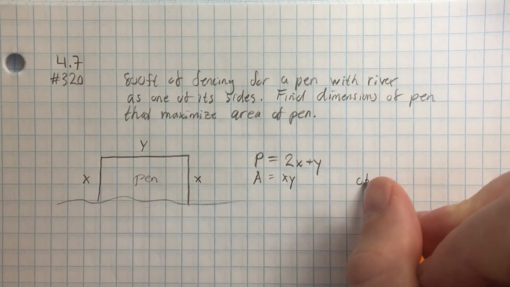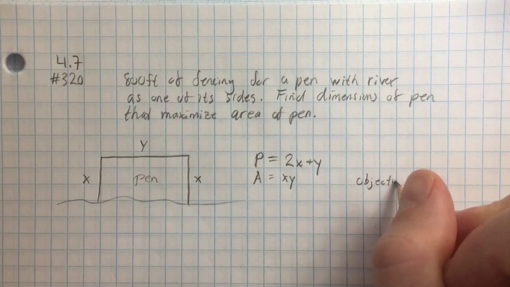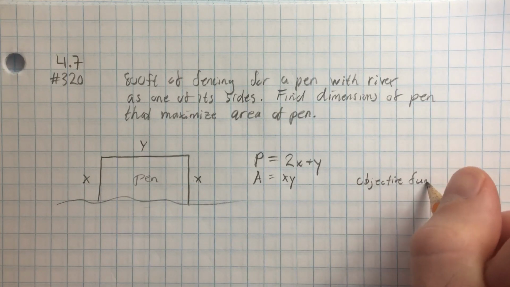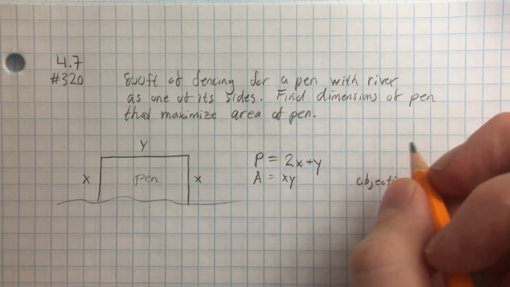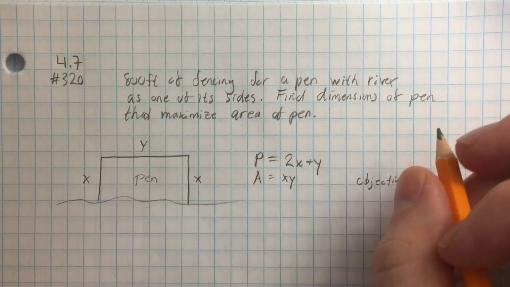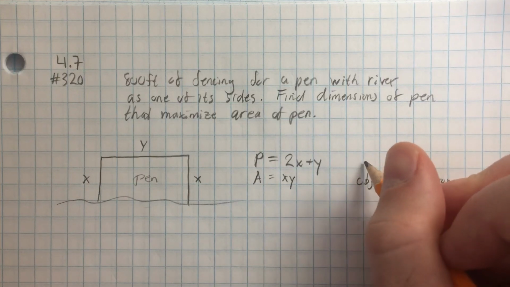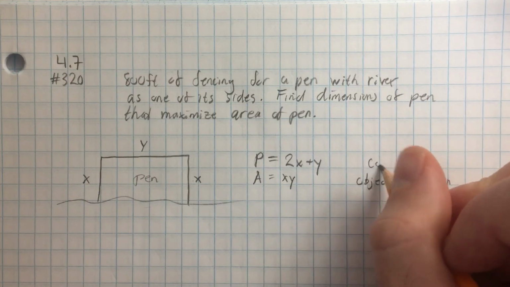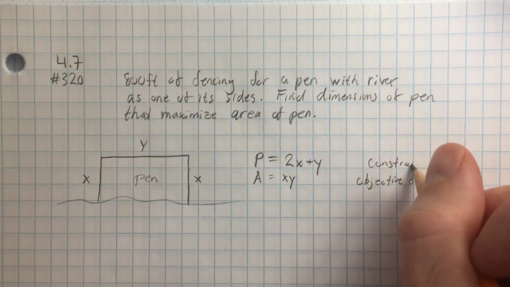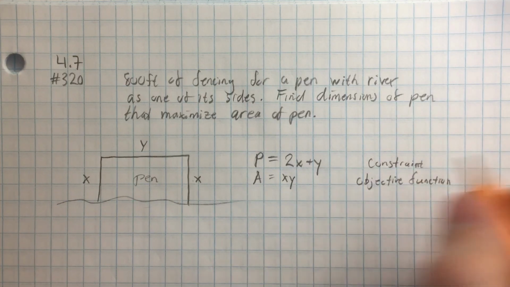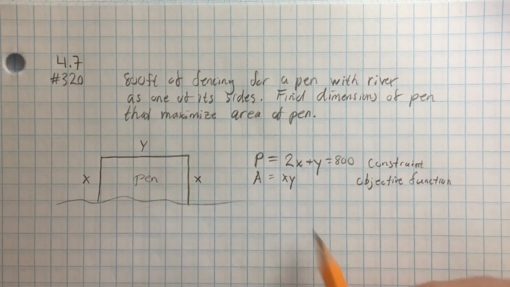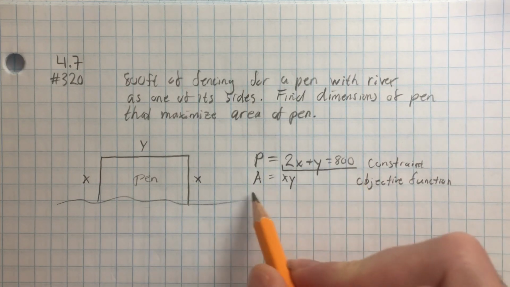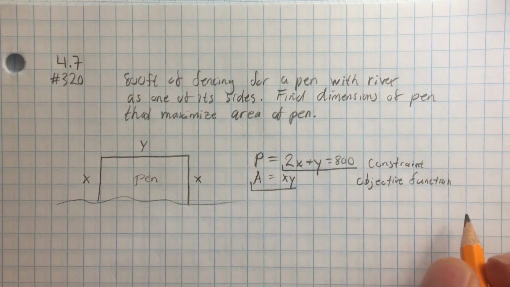So again, we have an objective function and a constraint. This problem will probably seem a lot lighter than the example I did. Again, because the dimensionality is one less than before. And the perimeter is our constraint. What's the constraint? This has to be 800. Right? All right, so we've got the constraint and we've got the objective.